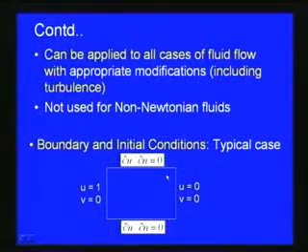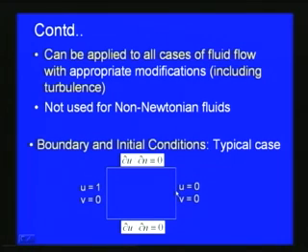If you consider a 2-dimensional problem, for a typical case we can say that here the velocity component u is equal to 1, v is equal to 0, here u is equal to 0, v is equal to 0, and here the flux del u by del n is equal to 0. Like that we can supplement the problem with the appropriate boundary conditions.